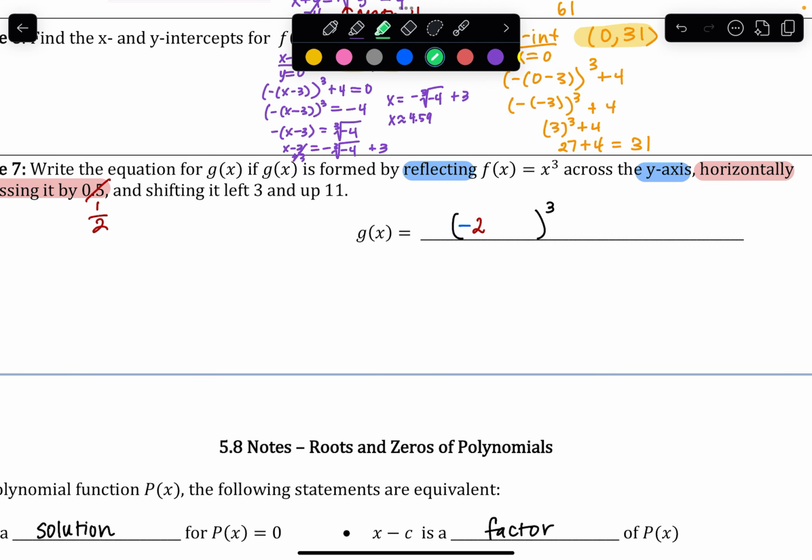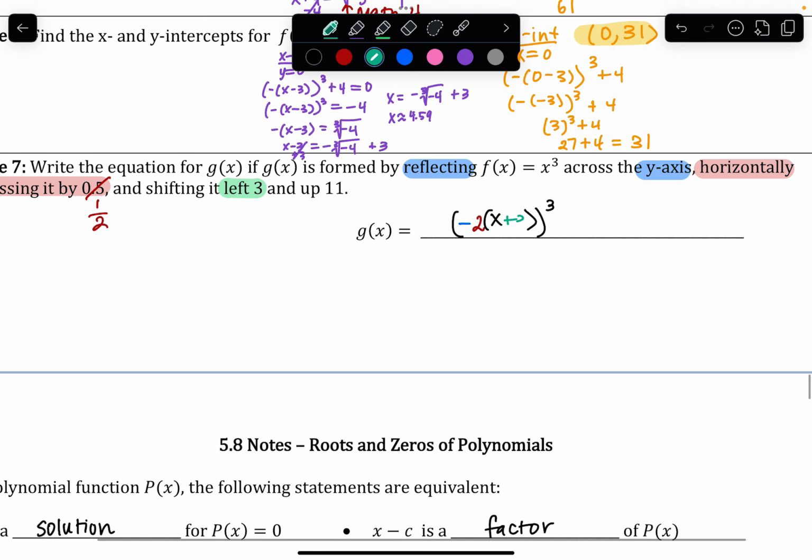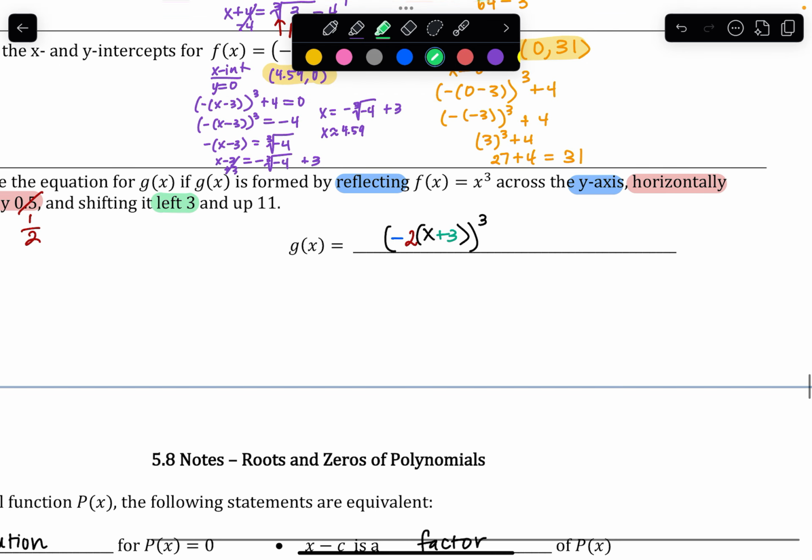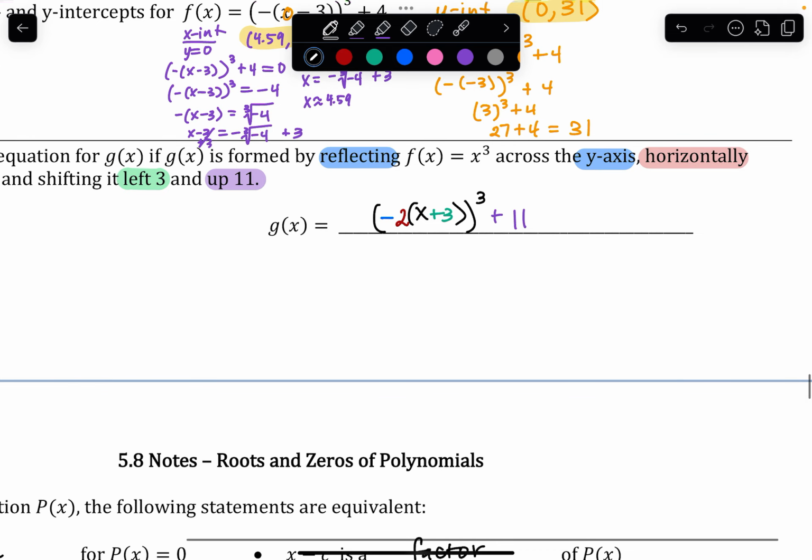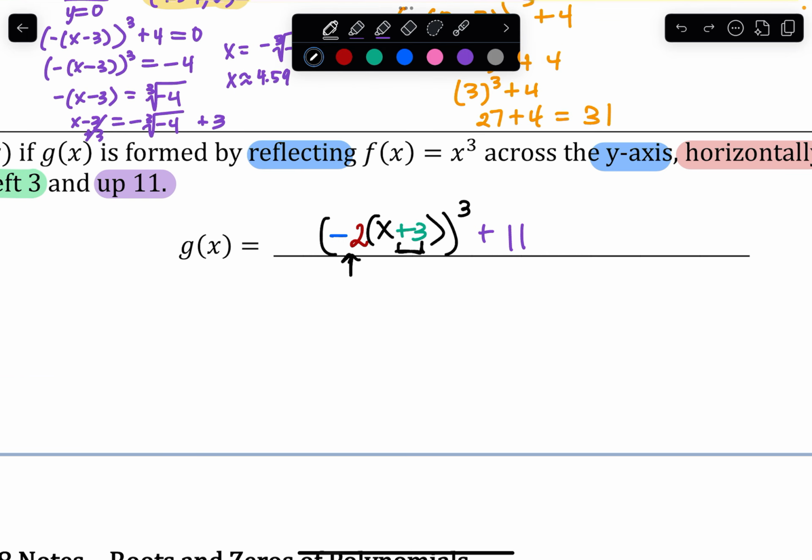And then we are moving left 3, which means we need a second set of parentheses. Left 3. And lastly, up 11 would put the plus 11 outside. So the most important thing to remember is if you have a scale factor inside the cube, you need a second set of parentheses if you also have a left or right translation.